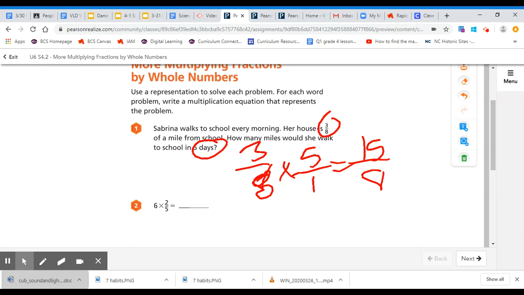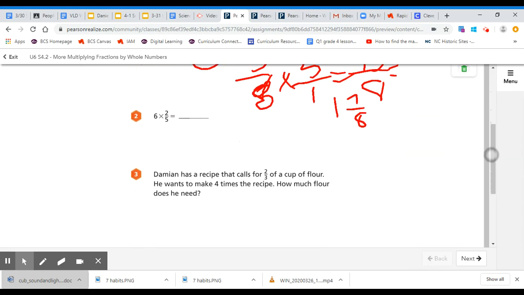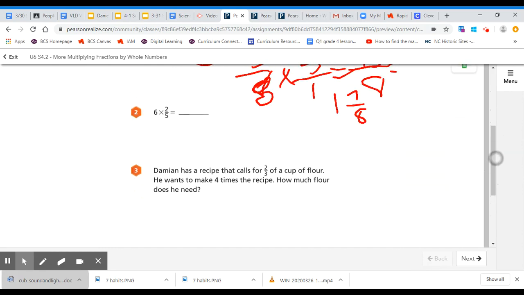And we know that 15/8 is more than a whole, but how much more than a whole? So we know that 8/8 is 1 whole, and 16/8 would be 2 wholes. Well, we do not have 16/8, we have 15/8. So that would be equivalent to 1 and 7/8. So you'll complete this page and turn it in. Don't forget, you have to do numbers 2 and 3 with that same process.